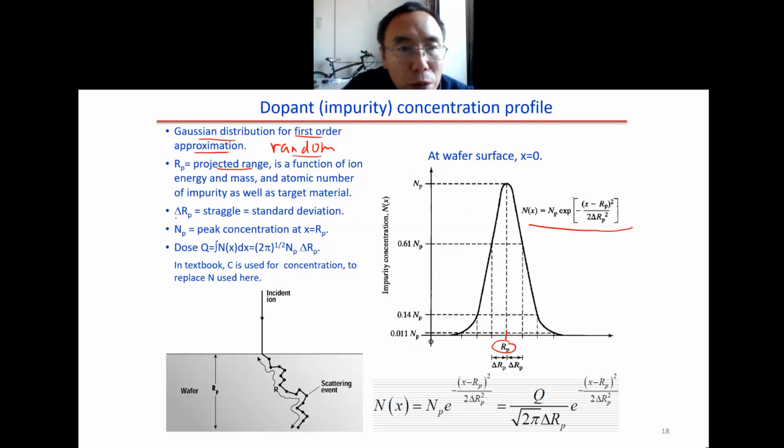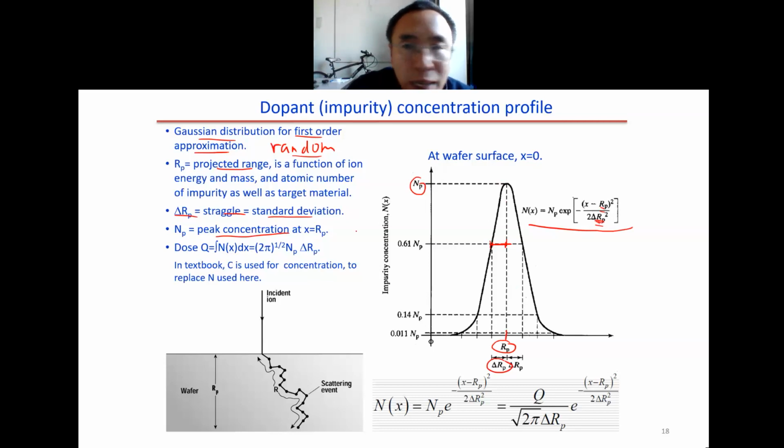Then we have this delta RP. So this is delta RP here, from here to here. Now this delta RP is also called the standard deviation. You can see RP is here, delta RP is here. And NP is the peak concentration, which is at RP.